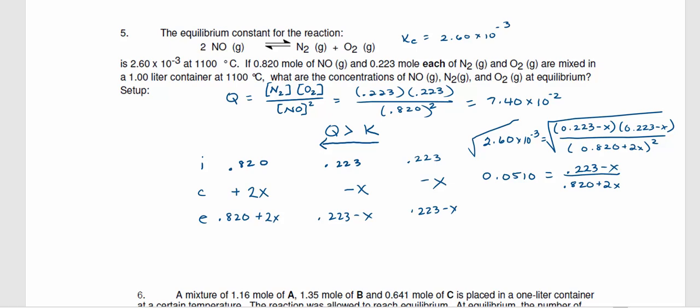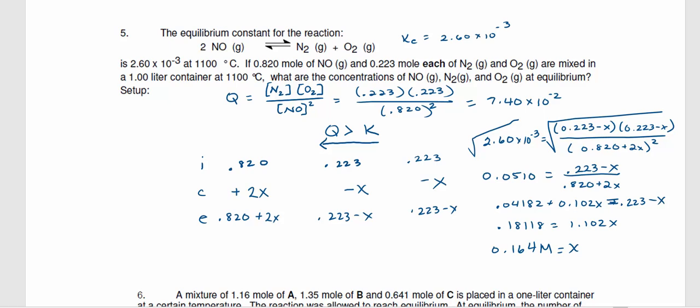Now we just have some algebraic stuff that we need to do. Multiply both sides by the denominator. I end up with 0.04182 plus 0.102x equals 0.223 minus x. Get your x's on one side, get your constants on the other side, and get 0.8118 is equal to 1.102x. Solve for x, and I get an x value of 0.164 molar.